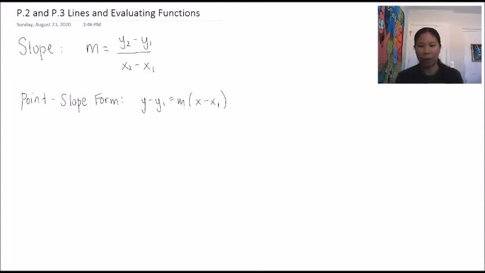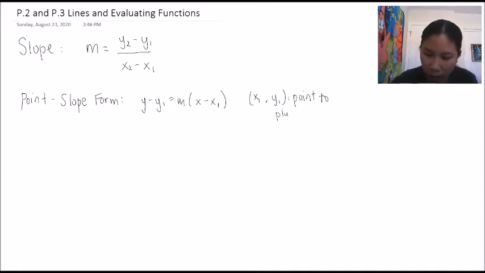So we have y minus y1 equals m times x minus x1. So m stands for the slope, and x1, y1 is the point that we're plugging in. And then the regular y and the regular x stays in there. It just stays as y and x.